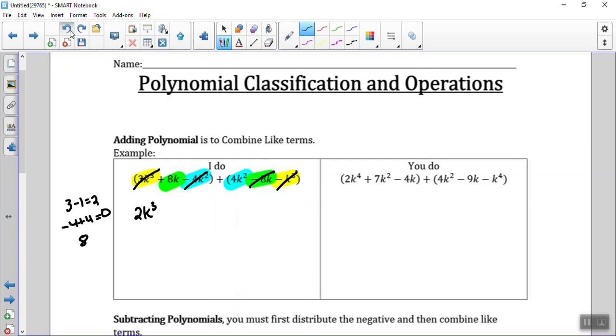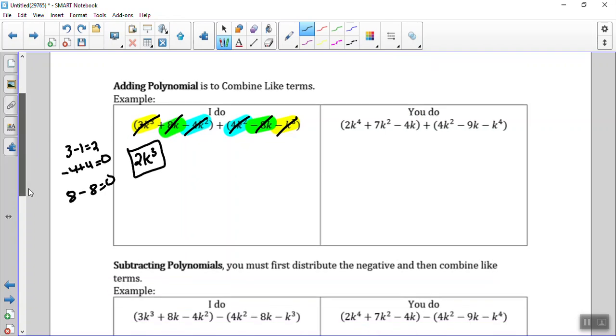Oops, I did the wrong thing. I crossed out the wrong thing. So you have here the green group, you have 8 plus a negative 8, that's also 0, so that gets crossed out. And this is my answer. Okay, you can try this one.